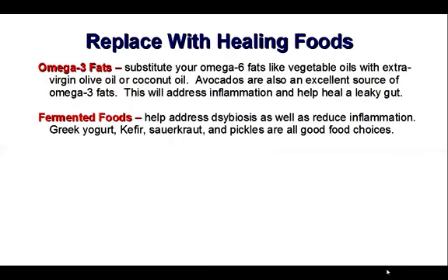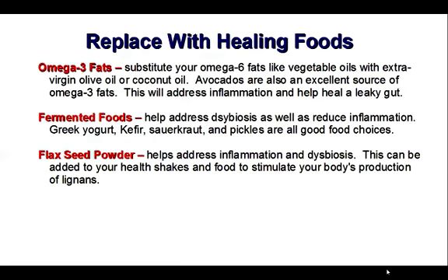Fermented foods help address dysbiosis as well as reduce inflammation. Greek yogurt, kefir, sauerkraut, and pickles are all good food choices. Flaxseed powder helps address inflammation and dysbiosis. This can be added to your healthy shake or food to stimulate your body's production of what are called lignans.